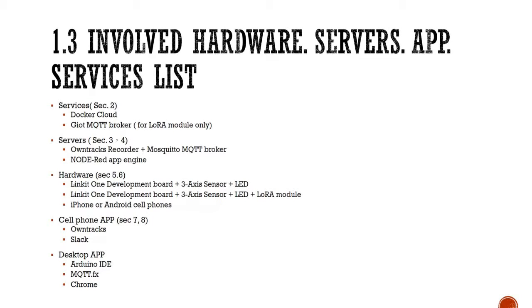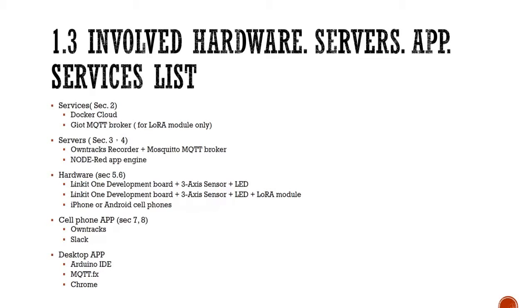We will have two hardwares. Number one, LinkIt ONE development board with G sensor and LED. And you will need the second one with a LoRa communication module. And we need to have a cell phone. I will use an iPhone as one, and for the second one I will pick an Android phone.